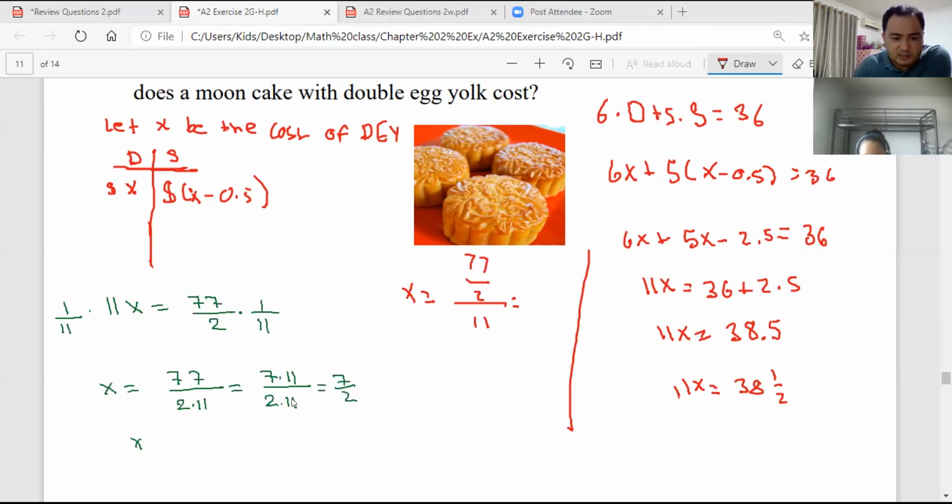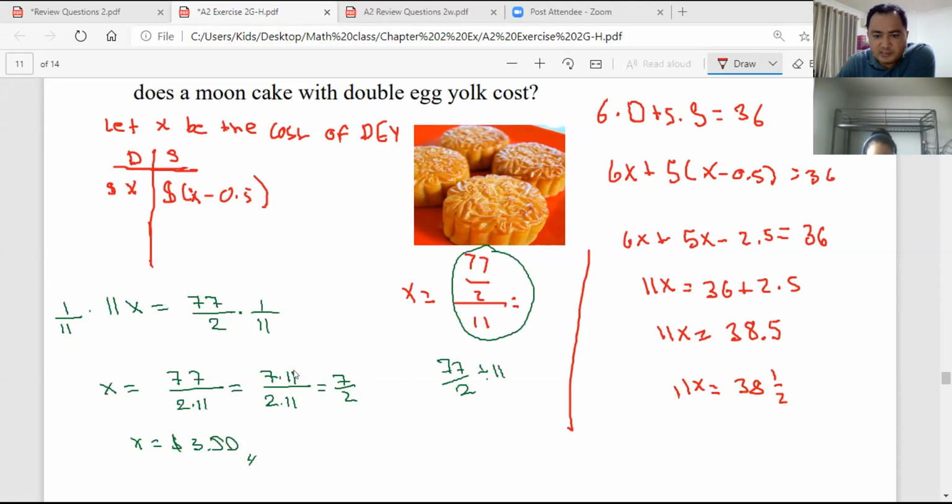So what is x here? It is 3 and a half, $3.50. Oh, okay. Yeah, I did it in another way. This is also okay, but actually this means, Shahina, you're dividing this. So you need to write it like this: 77 over 2 divided by 11, which means 77 over 2 times 1 over 11. Or immediately you can bring this numerator to the numerator, the same thing.